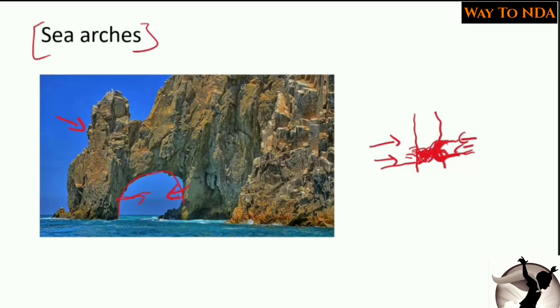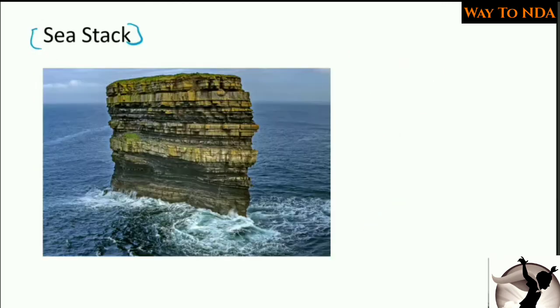arches. So due to the hydraulic action, the corrosion, as well as solution, these three started to work, and the sea arches were formed. So the sea arches are formed mainly from the sea caves. First they are sea caves. The sea stack is also a part of this series. First the sea cave was formed, later on the sea cave got converted into a sea arch, and again after a period of time the sea arch will get converted into a sea stack.